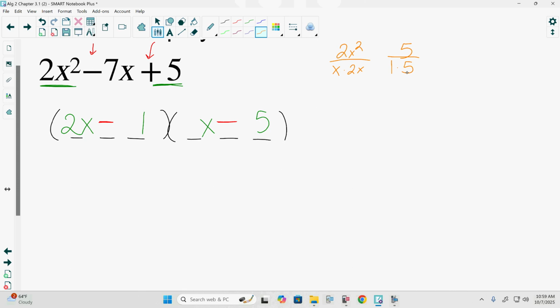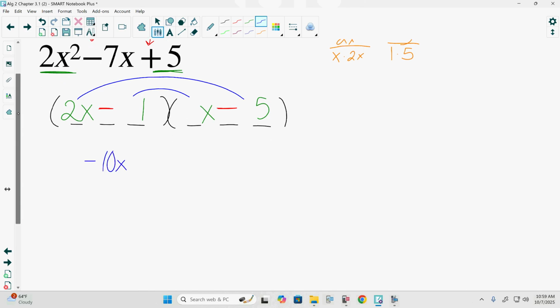So we have this here. So we plugged it in. The last thing we need to do is to check. Now 2x times negative 5. 2 times negative 5 would be negative 10x. Negative 1 times x is going to be negative x. Negative 10x minus x, negative 10 minus 1 is going to be negative 11. Negative 11x. Is that the middle term we wanted? No.